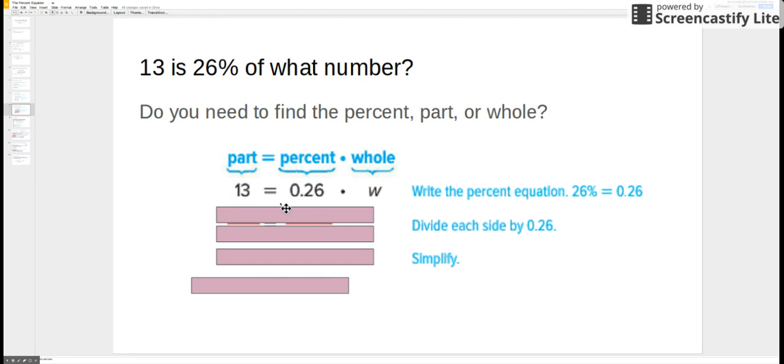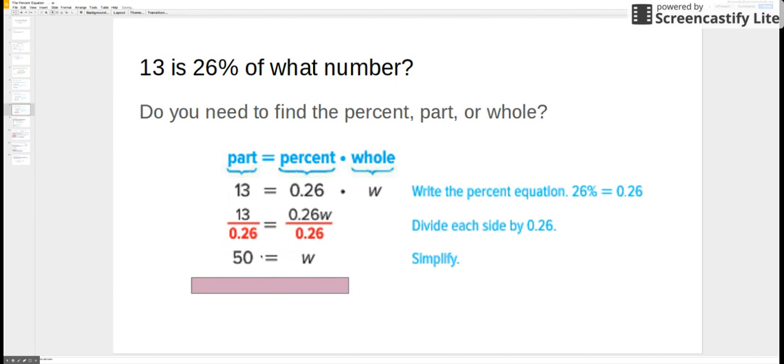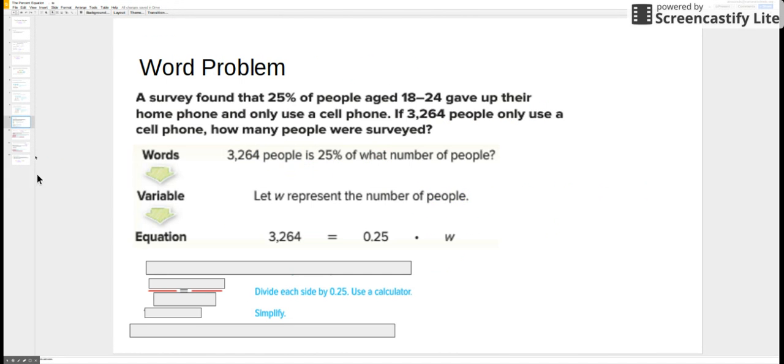Okay, so now we could just solve. We have 13 is equal to 0.26w. Divide both sides by 0.26, and you get your w to equal 50. So 13 is 26% of 50. Let's look at our next example.